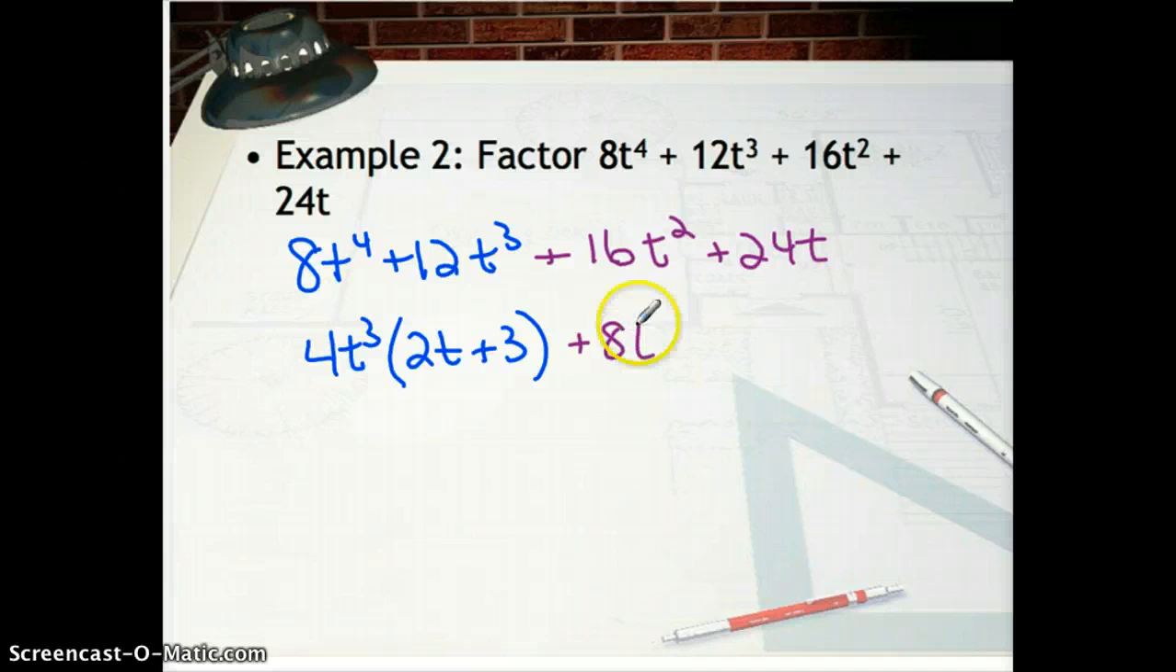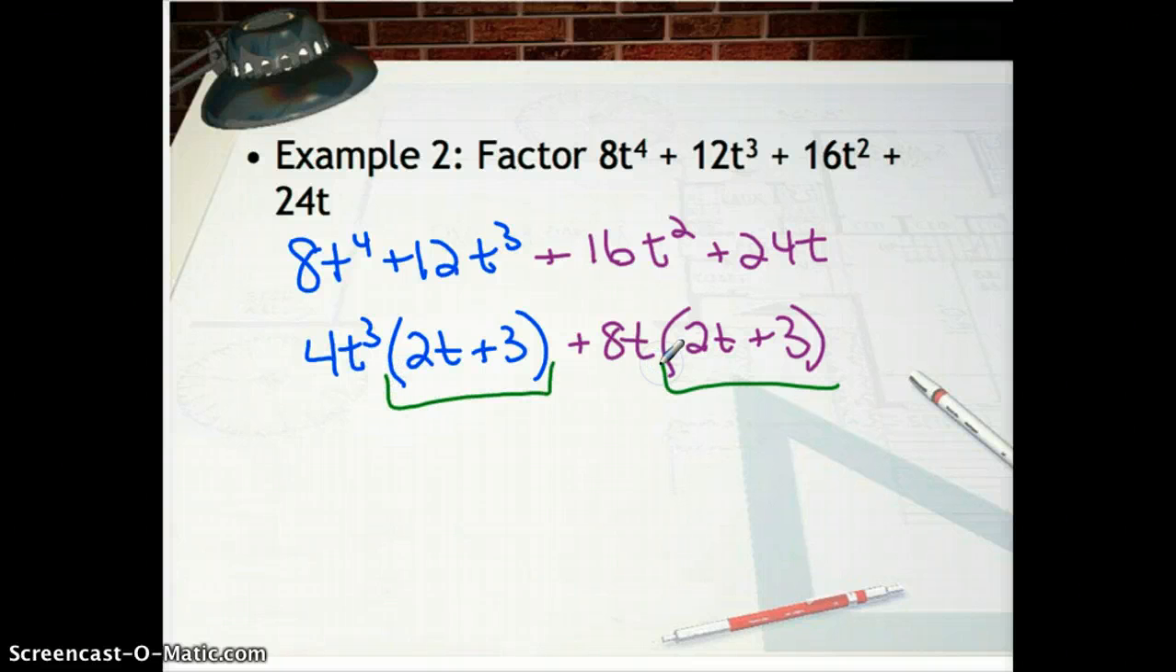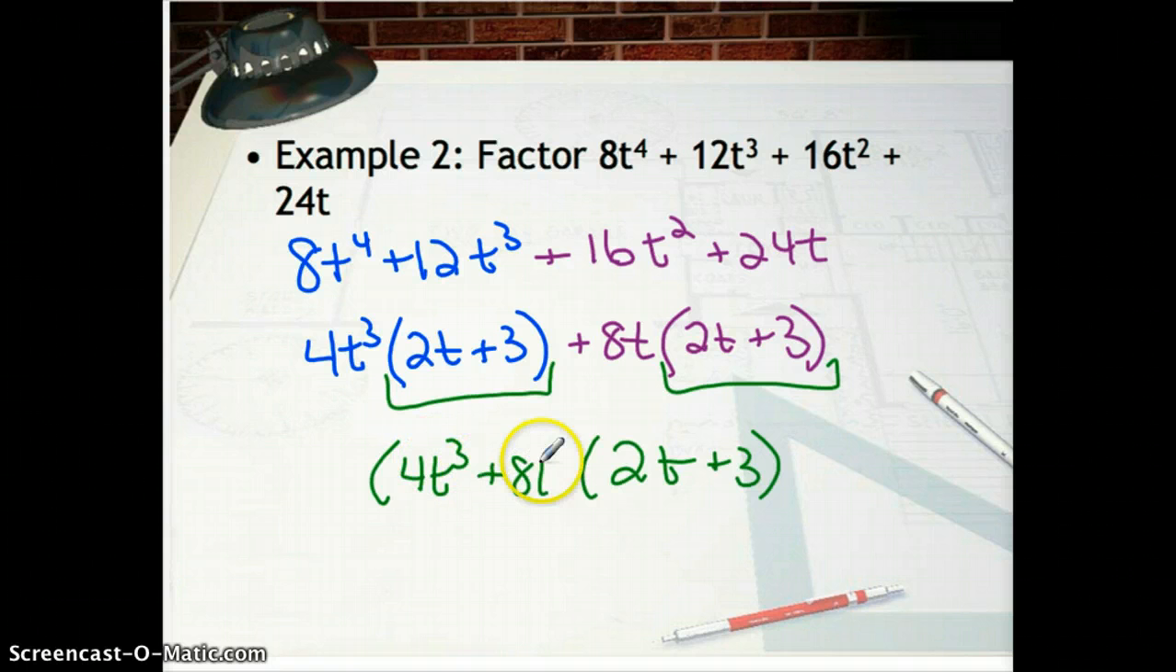Okay, and when I do this, 8t times 2t is 16t squared. And 8t times 3 is 24t. Okay, again, this looks really convenient because I have 2t plus 3 here and 2t plus 3 here. So it looks like 2t plus 3 is one of my factors. My other factor should be 4t cubed plus 8t.